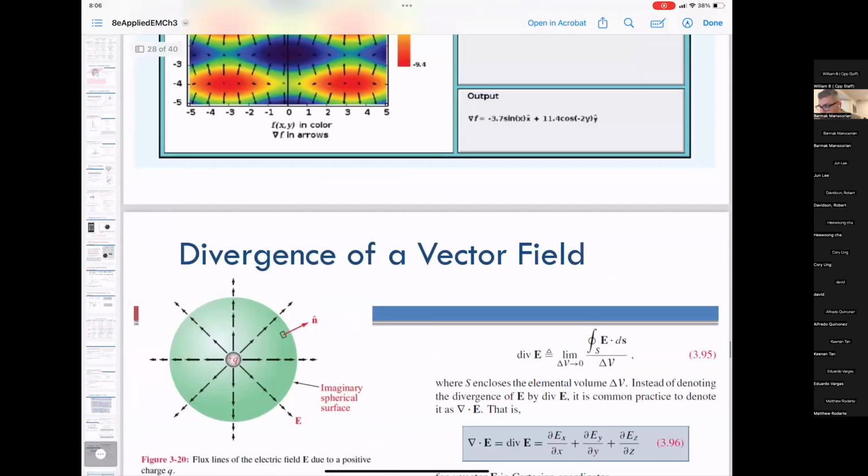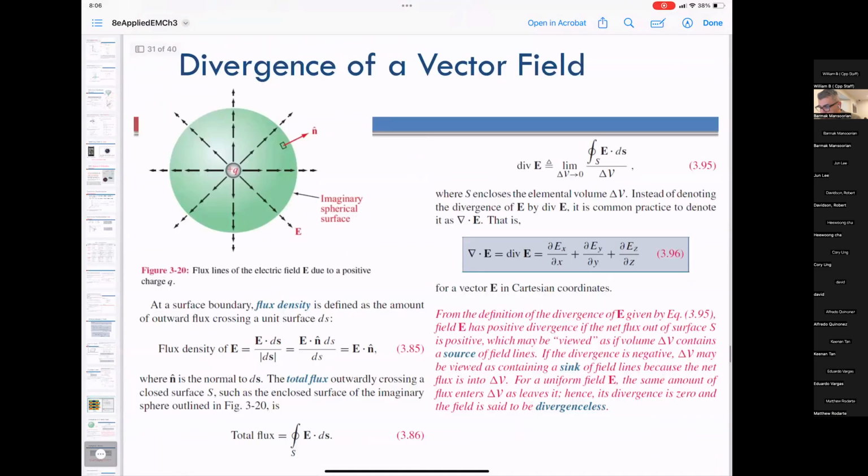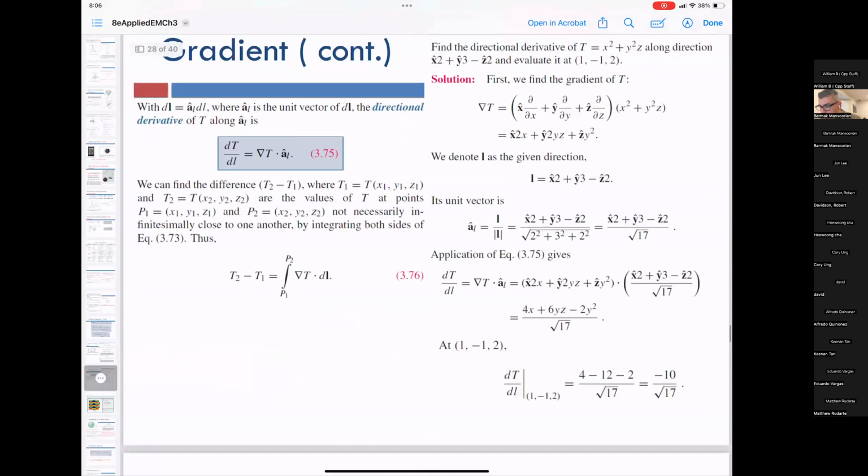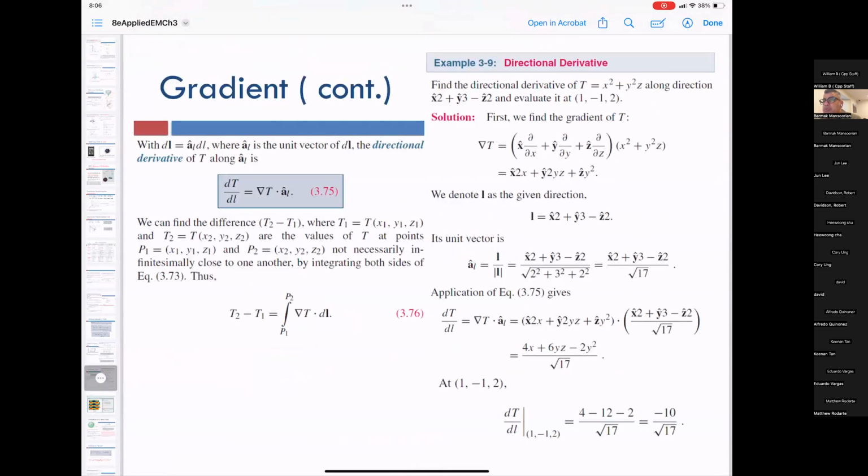So let me get to the point where we stopped. I think we stopped at gradient last time. So these, we described vectors and scalar fields in different coordinate systems. And then we started talking about vector operations. The first one, I think, was gradient.